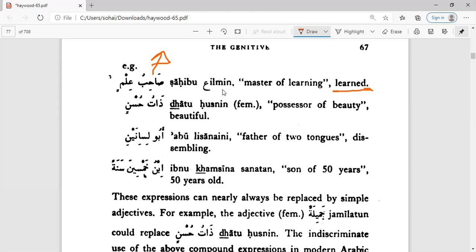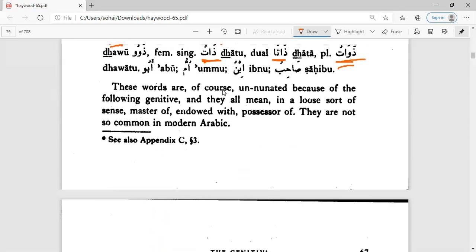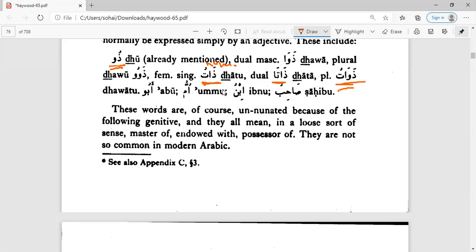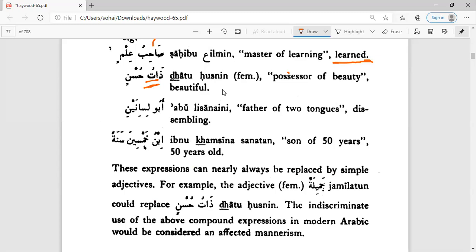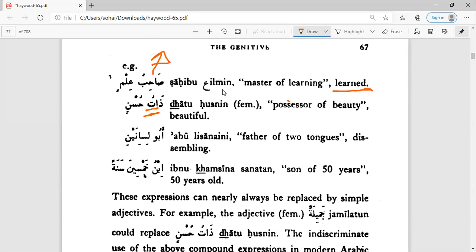Or like we've done just now, you could say huwa zatu hasanin. He is the possessor of beauty. I think here it'd probably be more... I'm not sure why it's zatu. It should be zu hasanin.